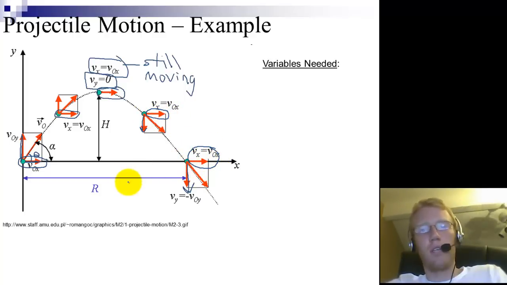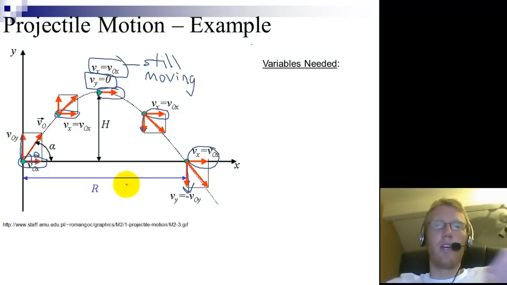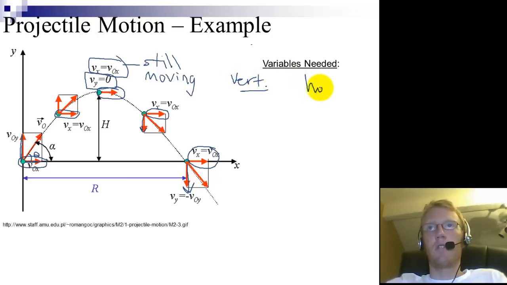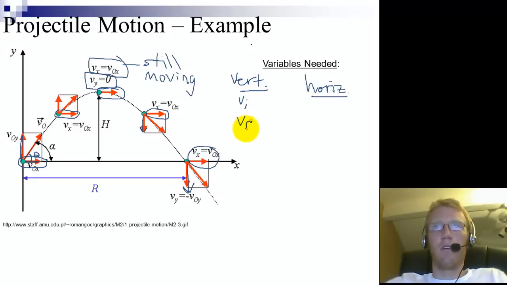Okay, so whatever's happening horizontally, you can calculate independently of whatever's happening vertically. So for our needed variables in this problem, you're going to separate your motion, and you're going to have your vertical completely separate from your horizontal. And of course, within your vertical and your horizontal, you have 5 things to keep track of. The same 5 things you had back in Chapter 3. You've got the initial velocity, the final velocity, the acceleration, the distance, and the time.